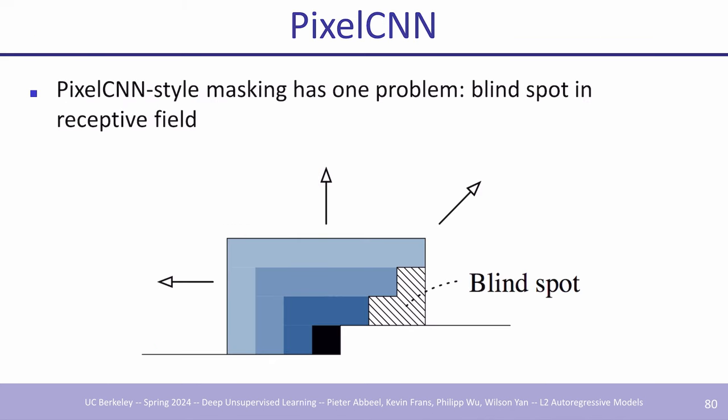There are some solutions to this. We put them in the appendix this year. Four years ago, as part of the main lecture, the best models were using this. Today, the best models are using attention, which Wilson will talk about, which is a little easier to do the masking without having the blind spot. But if you're curious about doing convolutions and not having the blind spot, check the appendix of the slides after lecture, and you can learn about how to circumvent this.